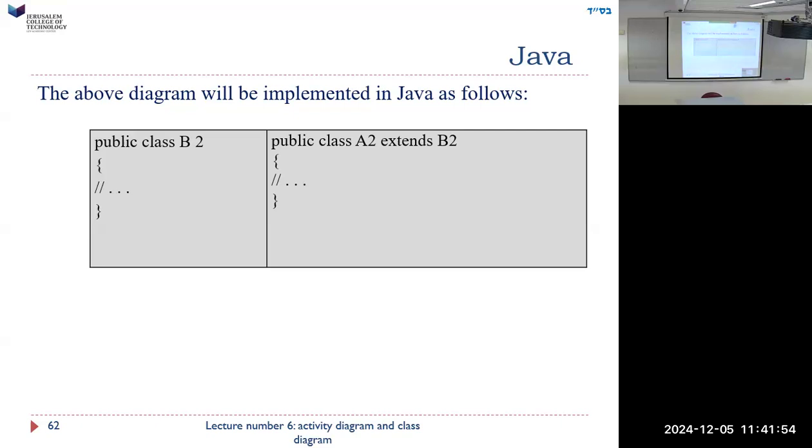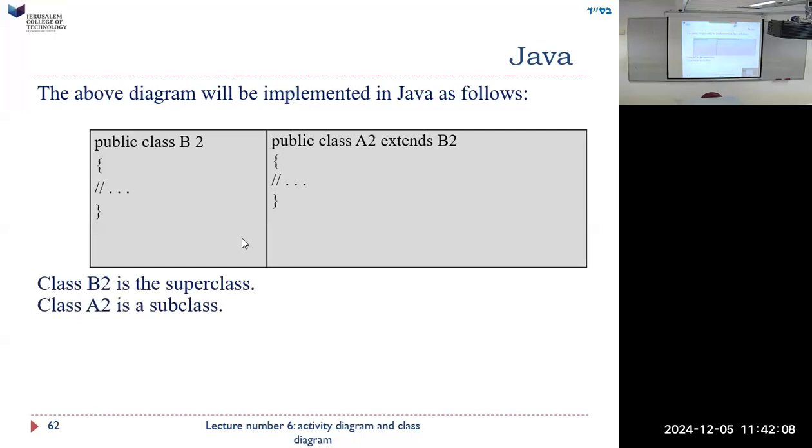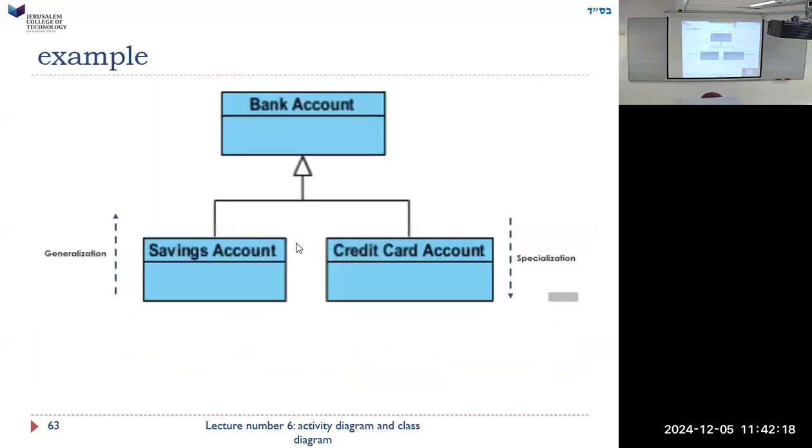So in C++ we use the word inherits, but in Java we use the word extends. B2 is a superclass. So in this picture, B2 is a superclass. He is what we generally call a dog, and this would be poodle. And the subclass is A2. Just remember that the inheritance symbol creates a line from the subclass towards the upper class with a clear triangle on the top.